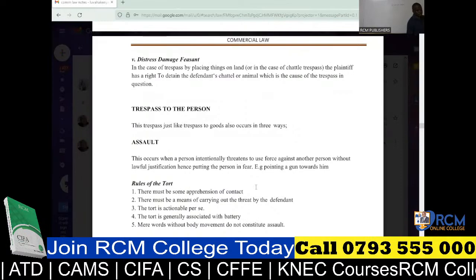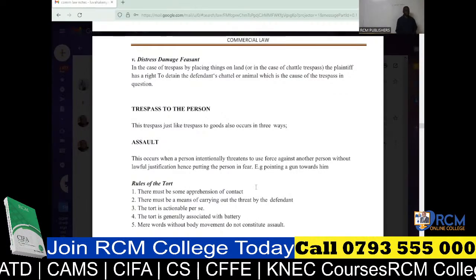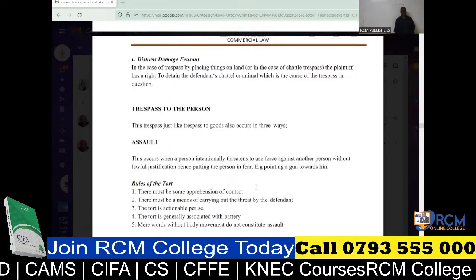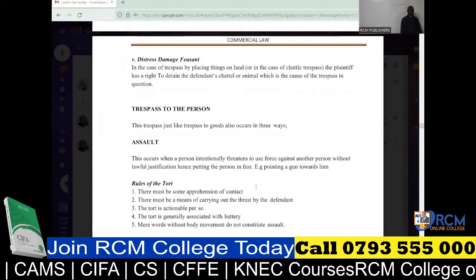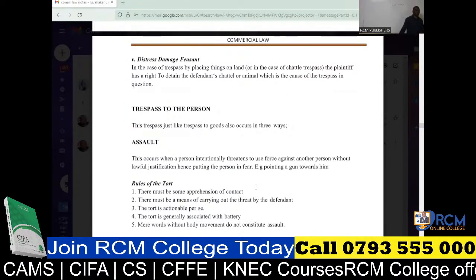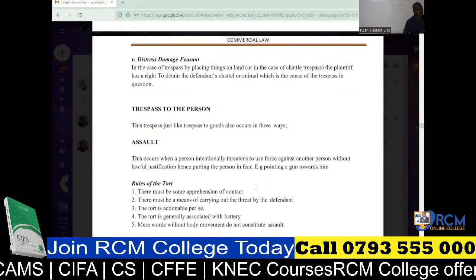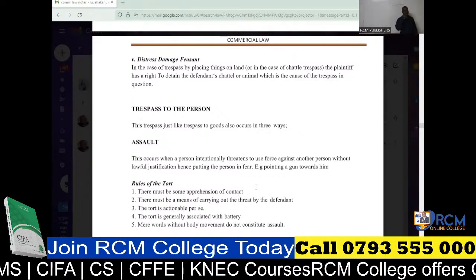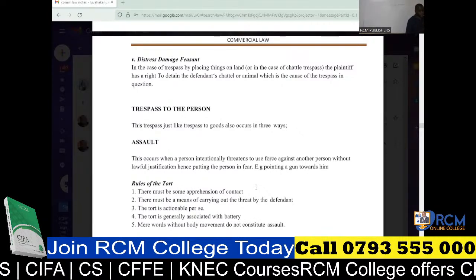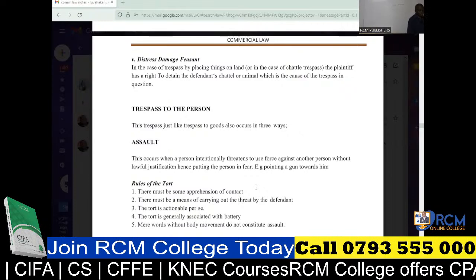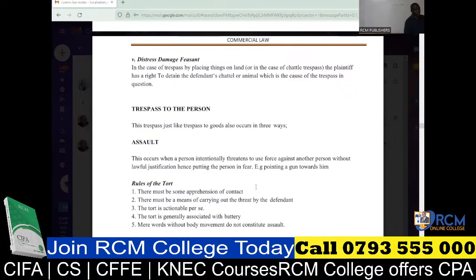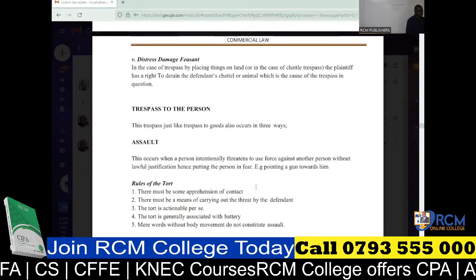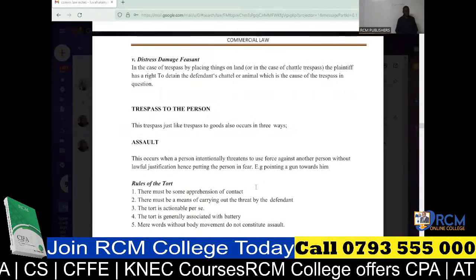Distress damage nuisance. In the case of trespass by placing things on the land, the plaintiff has a right to detain the defendant's chattel or animal which is the cause of the trespass. For example, if another person's animals cross over onto your land, you can detain those animals until you are compensated for any losses incurred as a result of the trespass. So that is simply what we mean by trespass with regard to land.